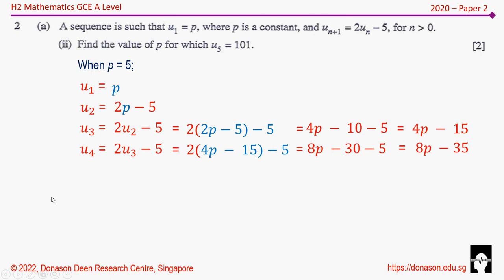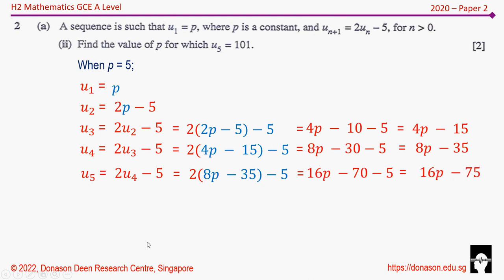So we got to go for one more term. So U5 is equal to twice of U4 minus 5, and your U4 is 8P minus 35 from the previous step, and from that we subtract a 5. So twice of 8P is of course going to become 16P. Twice of 35 is 70, and then we have a 5. So it's going to become 16P minus 75. So that is the value of your U5, and that's what you need to equate to 101, because we are told that U5 is equal to 101.